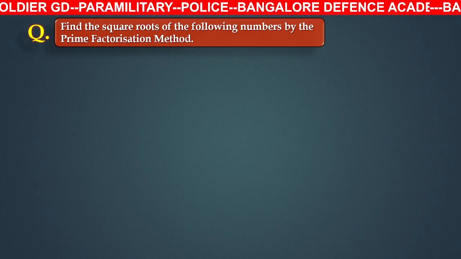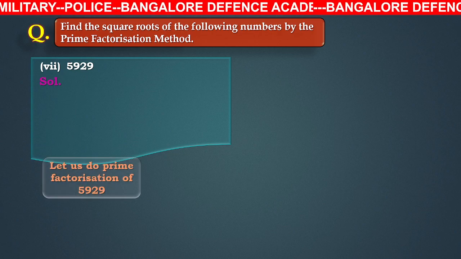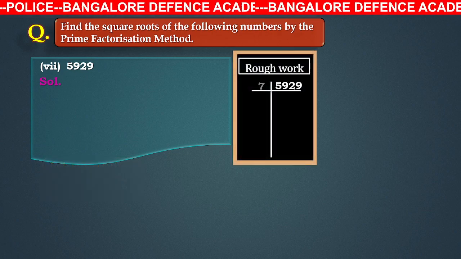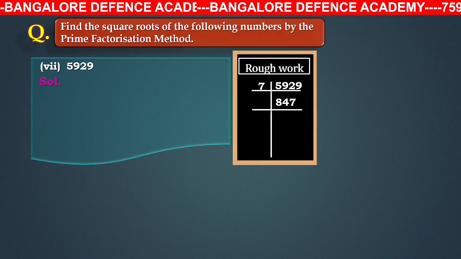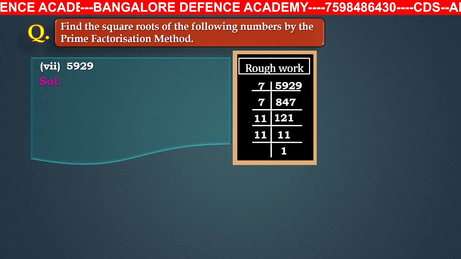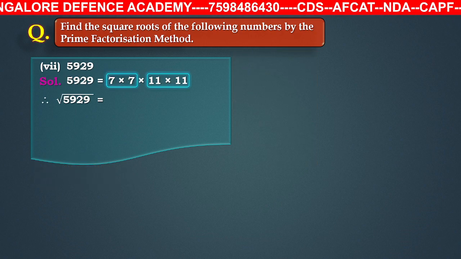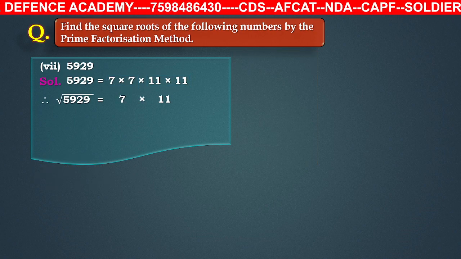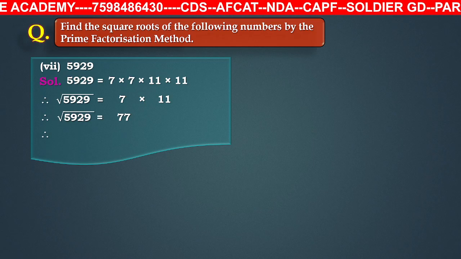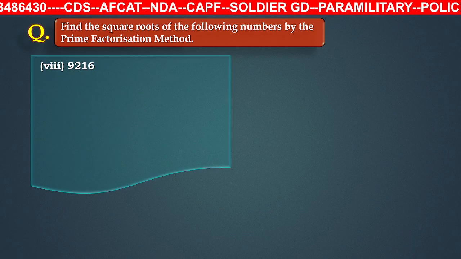Now find the square root of the following number by the prime factorization method, the same method which you are going to follow now. That is 5929, divided by 7, you get 847, then further divided by 11. Now take these numbers into consideration and make pairs. From here I get 7, from here I get 11, the answer is 77. The square root of 5929 is 77.